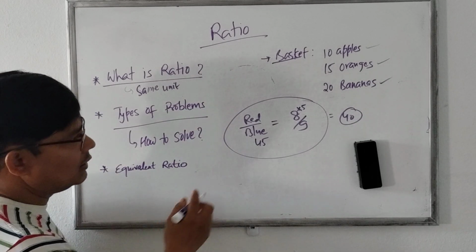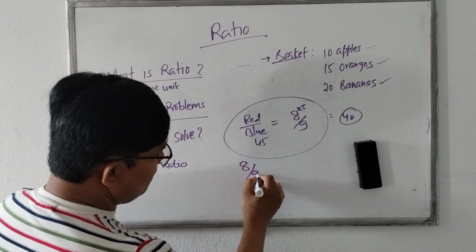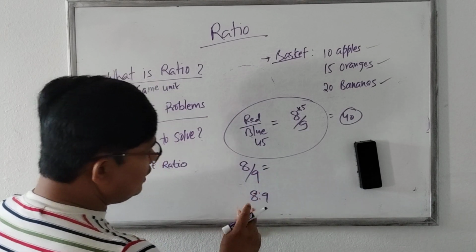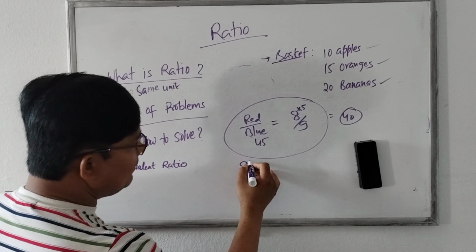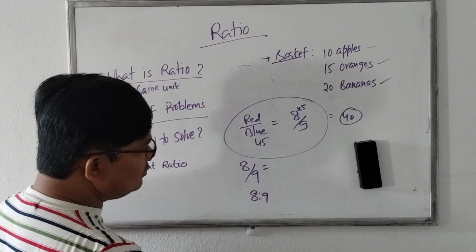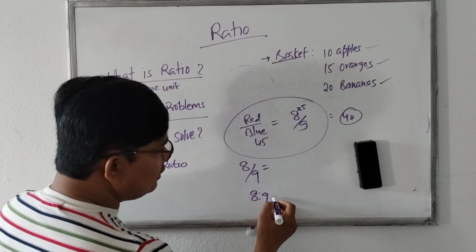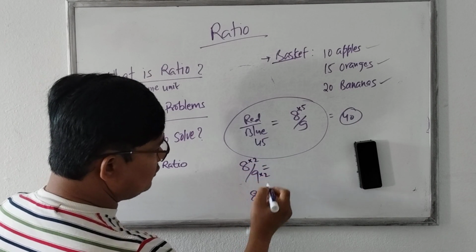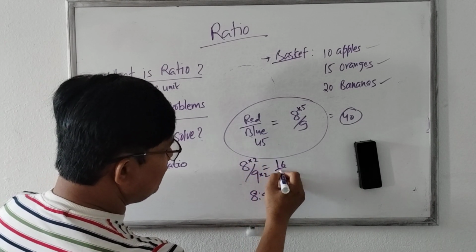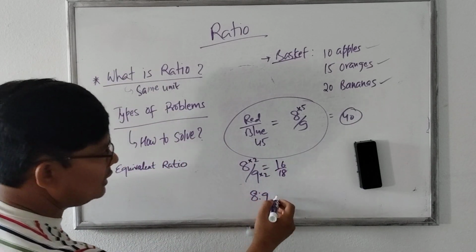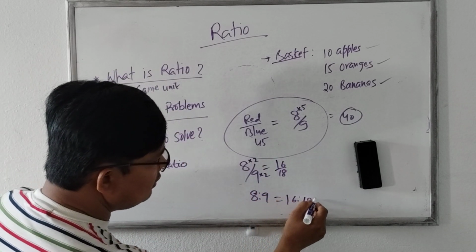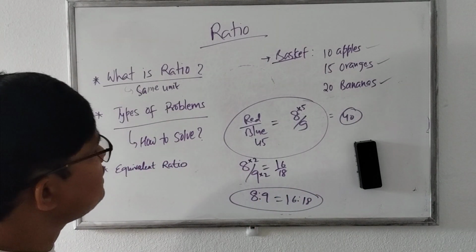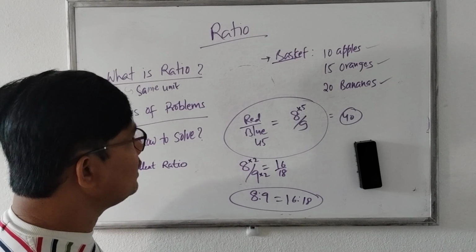So coming to this one, if I have a ratio of 8 to 9, to find an equivalent ratio, you can multiply this 8 and 9, numerator and denominator, by any number, and then you will get an equivalent. Let's say I multiply by 2, so I have to multiply this by 2. So this is 16 by 18. So 16 by 18, or 16 ratio 18, is equivalent to 8 ratio 9. So these are some of the types of questions you will find in ratio.